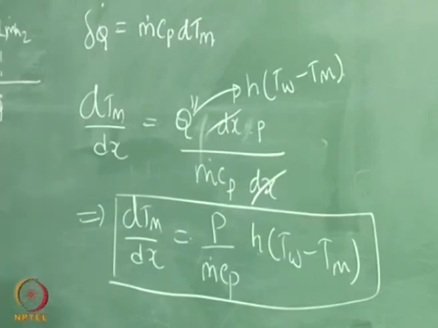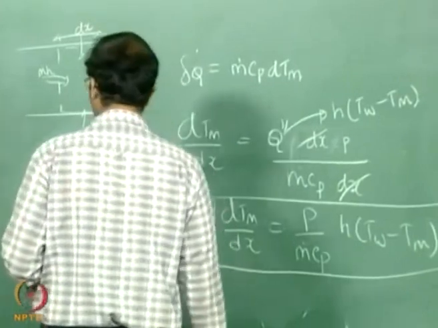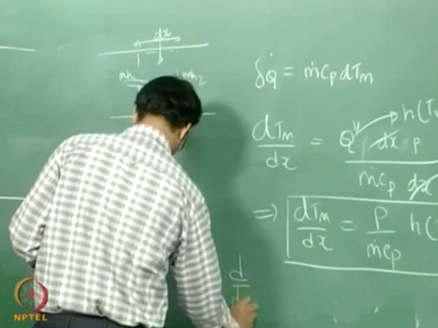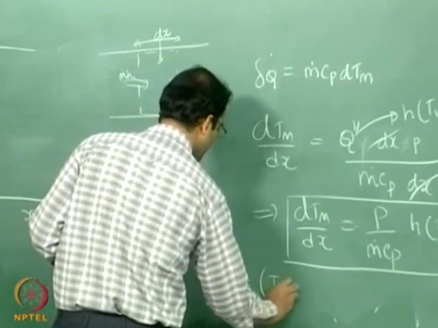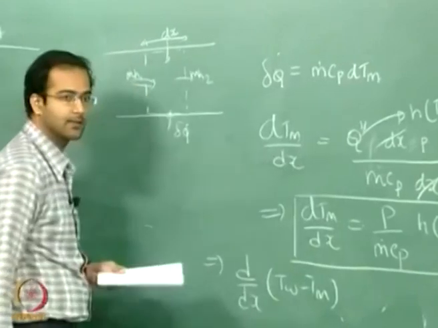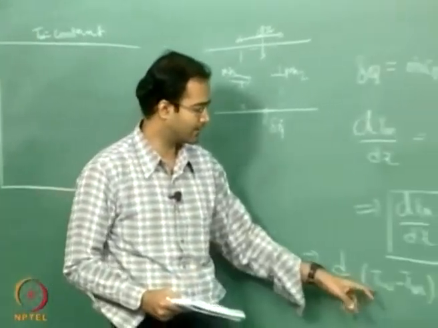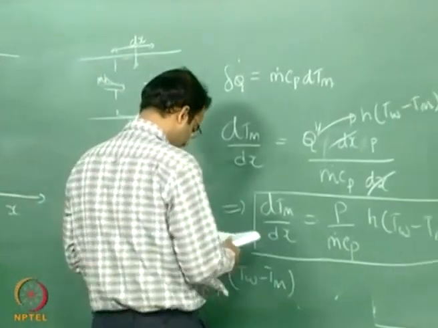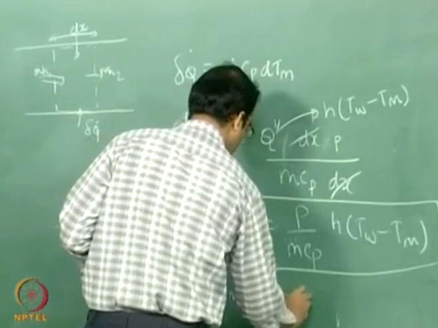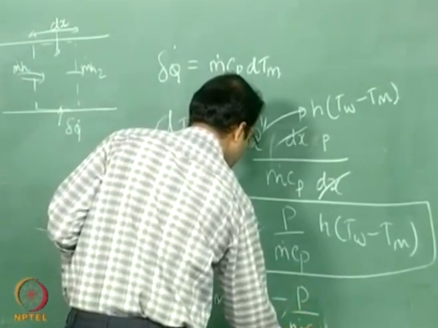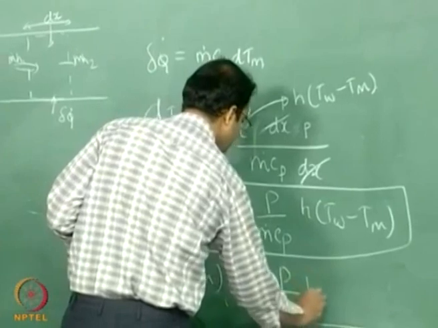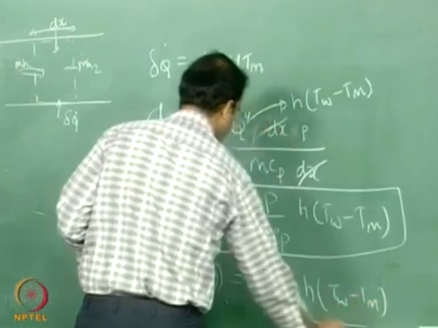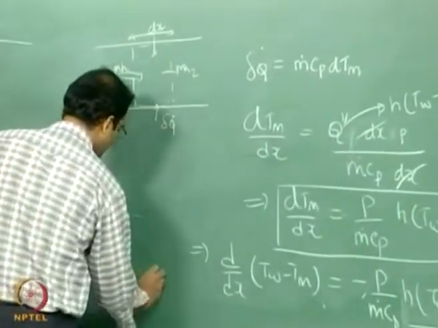So what we can now do, since your T wall is a constant, we can write this as d by dx of T wall minus Tm, correct. T wall is a constant, so you can just introduce d by dx of T wall minus Tm. Okay, now there will be a minus sign, so we can put a minus sign on this side also, P by m dot Cp into H into T wall minus Tm is already here. Okay, so let us call T wall minus Tm as some delta T.